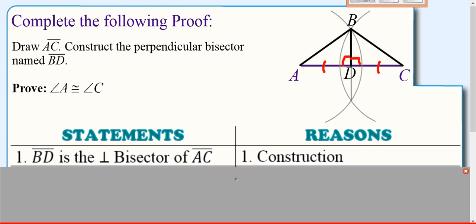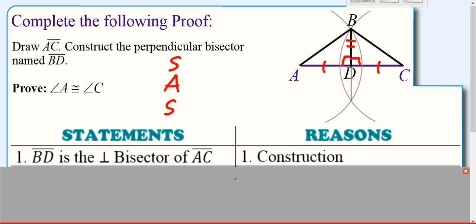Now, also from this picture, we know we've got the reflexive side right here. BD is part of both of those triangles. So we've got three congruent parts, which means we've got enough to decide why these triangles are congruent. We've got two sides, the angles in between, that's side, angle, side.